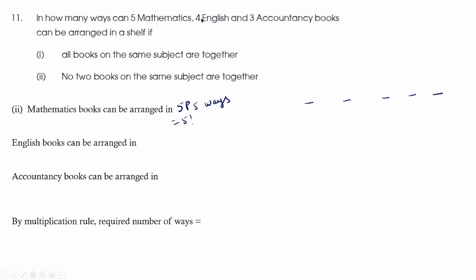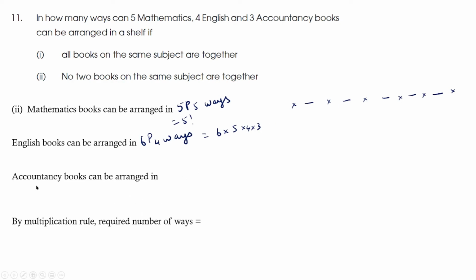And then we have 4 English books. These 4 English books can occupy the places here: 1, 2, 3, 4, 5 and 6. So 4 English books have 6 places to occupy. So the English books can be arranged in 6P4 ways, or this is equal to 6 into 5 into 4 into 3.